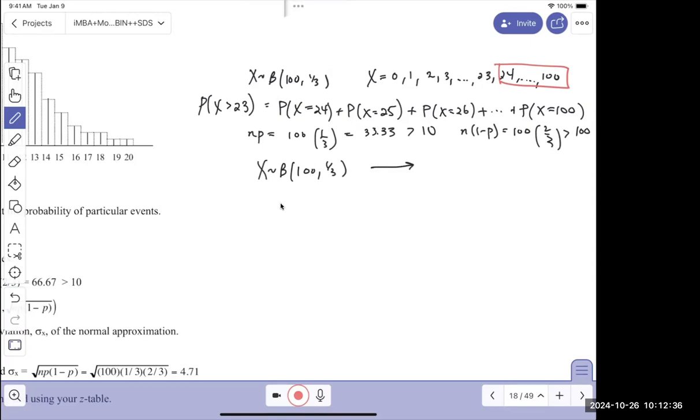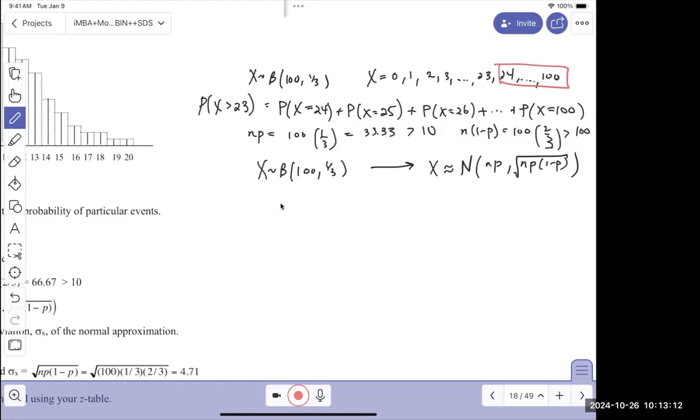So the binomial becomes approximately normal. I use the double tilde to mean approximate, with a mean of np and a standard deviation of the square root of np(1 minus p). It was worked out that by checking these conditions, the distribution is spread out and bell-shaped enough, looking like a normal distribution, that we can use the normal approximation.